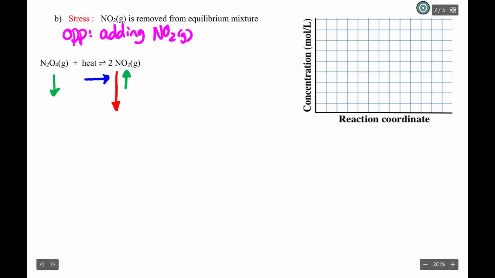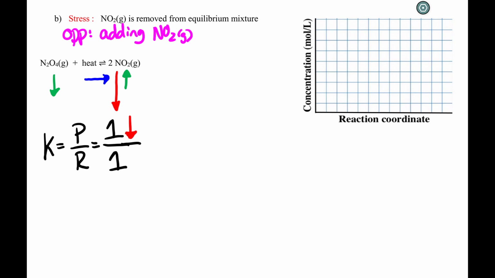Now I'm going to quickly prove this with mathematics. We're going to stick with K is equal to products over reactants. We're going to stick with the fact that it's 1 over 1. Now, my stress is to remove products, so I'm decreasing my numerator. Now the only way I could bring this back up to a ratio of 1 over 1 is one of two things. I could increase my numerator, I could bring it back to 1, or I could decrease the denominator, or I could do a bit of both. So let's just make up a hypothetical number. Let's say this decreased to 0.5 moles per liter over 1.